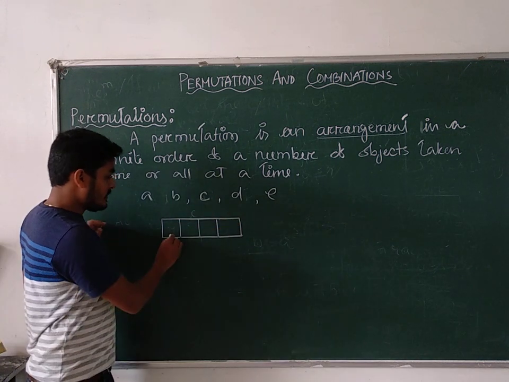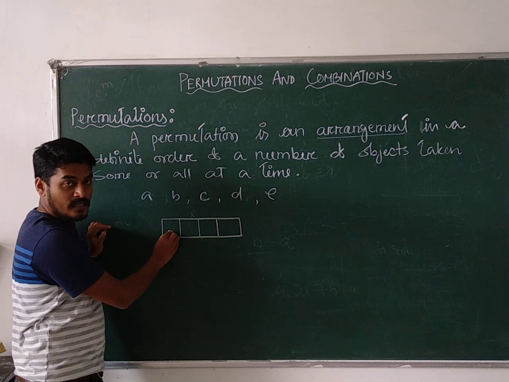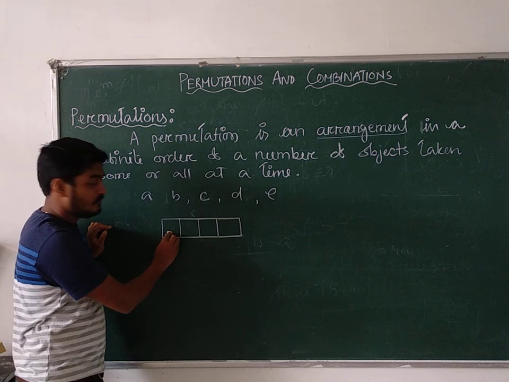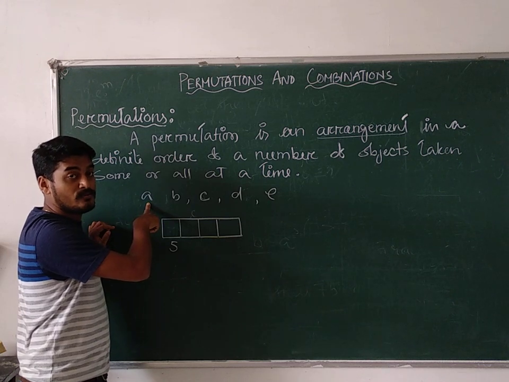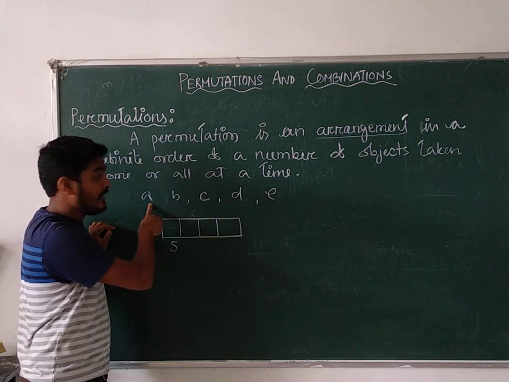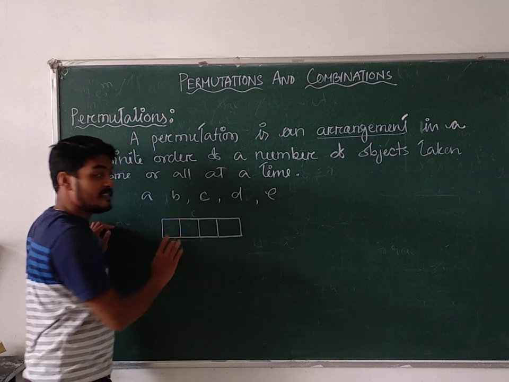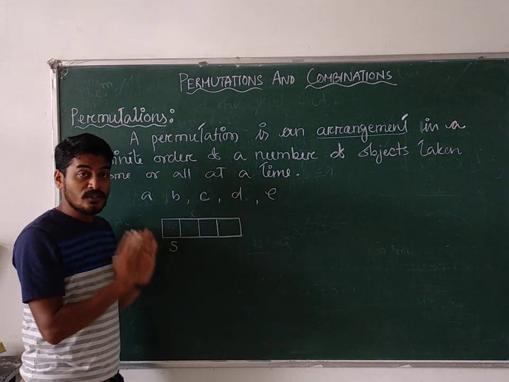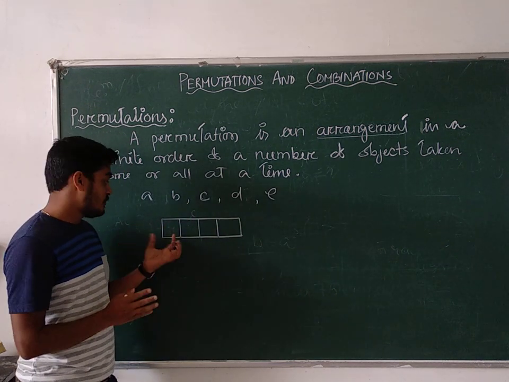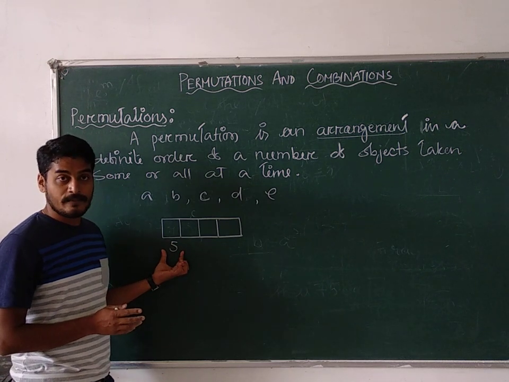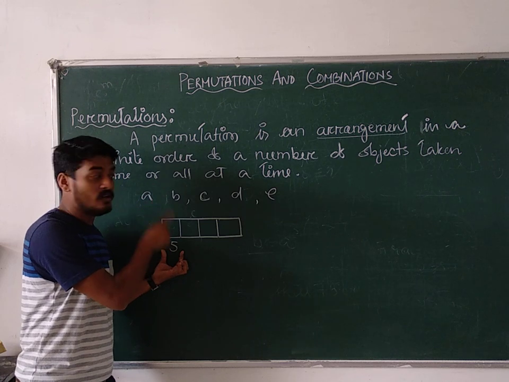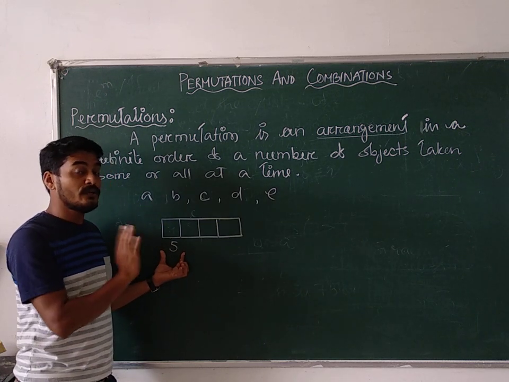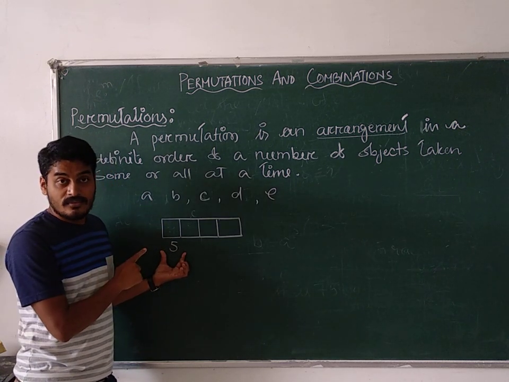Listen. Initially, if I want to fill up this one place, how many different ways can you fill it up? 5 ways, because you can use any one of the 5 letters: A, B, C, D, E. Initially, as we are not using any till now, 5 different possibilities are there. Either you can use A, or B, or C, or D, or E to fill up the first place.